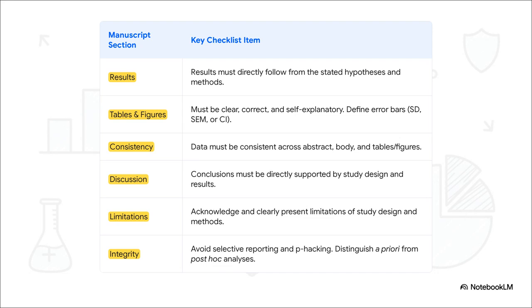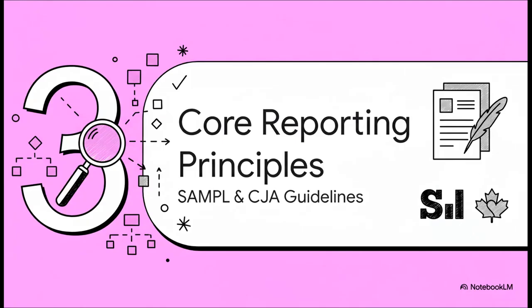Then in the discussion, you can't make these huge leaps in your conclusions that your data don't support. And finally, integrity. You have to be upfront about your study's limitations. And, most importantly, you have to resist that temptation to p-hack, where you torture the data until it finally confesses to something significant. You've got to be honest about which analyses you planned from the start and which ones were just exploratory.